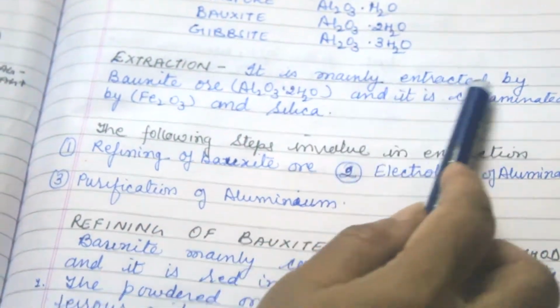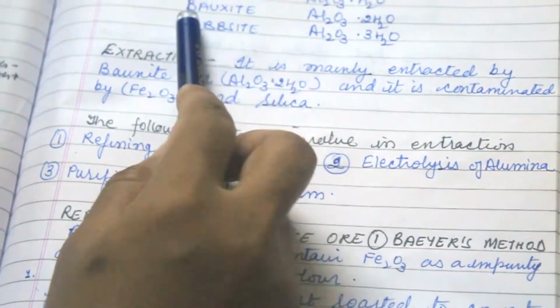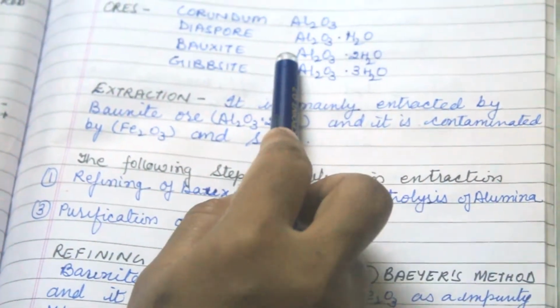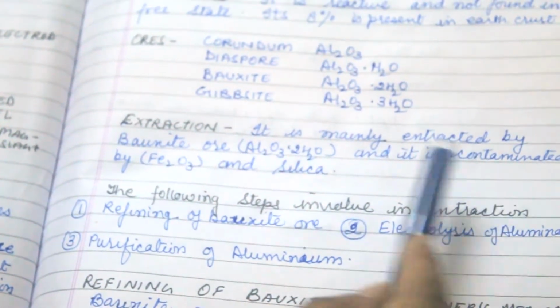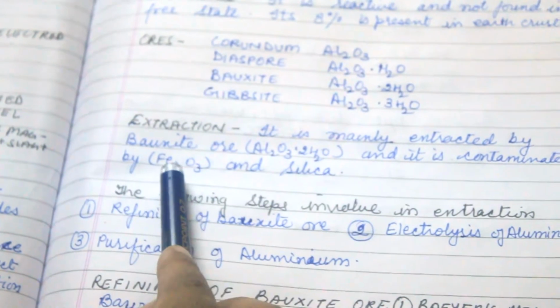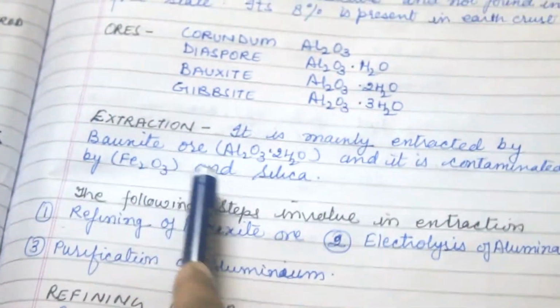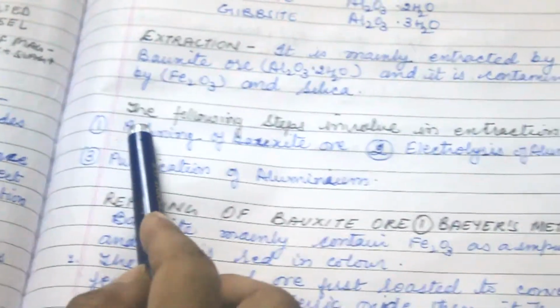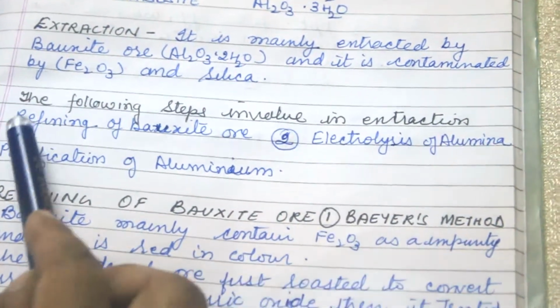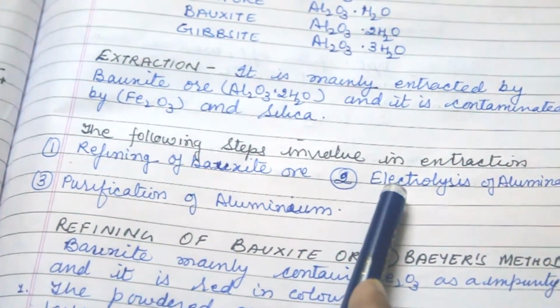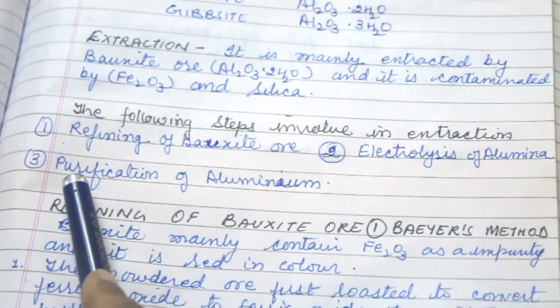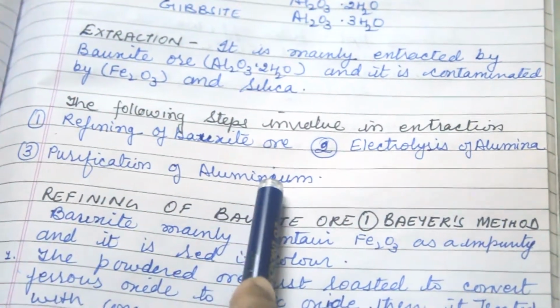Extraction: it is mainly extracted from bauxite ore. We use this ore, bauxite ore, that is Al2O3.2H2O, and it is contaminated by Fe2O3, that is ferric oxide, and silica. So the following steps are involved in extraction. First is refining of bauxite ore. Second is electrolysis of alumina. Third is purification of aluminium.